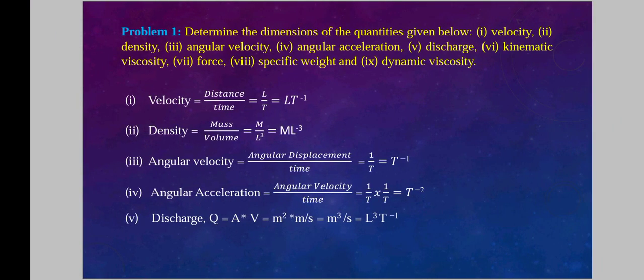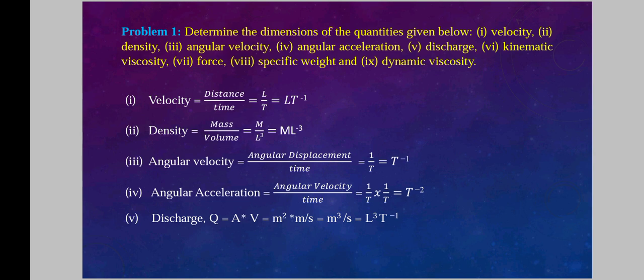So let me take this problem. Determine the dimensions of the quantities given below, which are velocity, density, angular velocity, angular acceleration, discharge, kinematic viscosity, force, specific weight and dynamic viscosity. So we know that the formula for velocity will be distance divided by time. For distance, the dimension will be L. For time, the dimension will be T. So L by T, moving T from below to top, it will be T power minus 1.